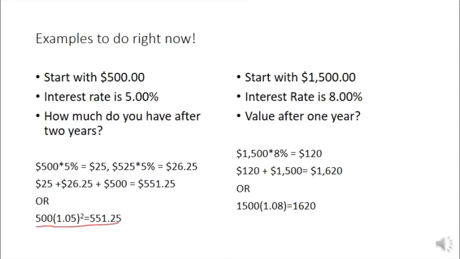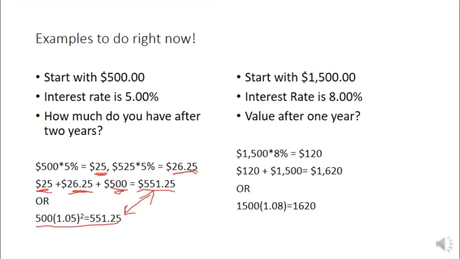But if it's not immediately clear how we got to that number, we can also calculate it using simple addition. So we can calculate 5% on $500, that's 25. We can also calculate 5% on that earned interest amount, $525, that's 26.25, and then we can add it all together. So our initial amount, our first year of earned interest, and our second year of earned interest, and that's going to get the same amount that we got from the formula.